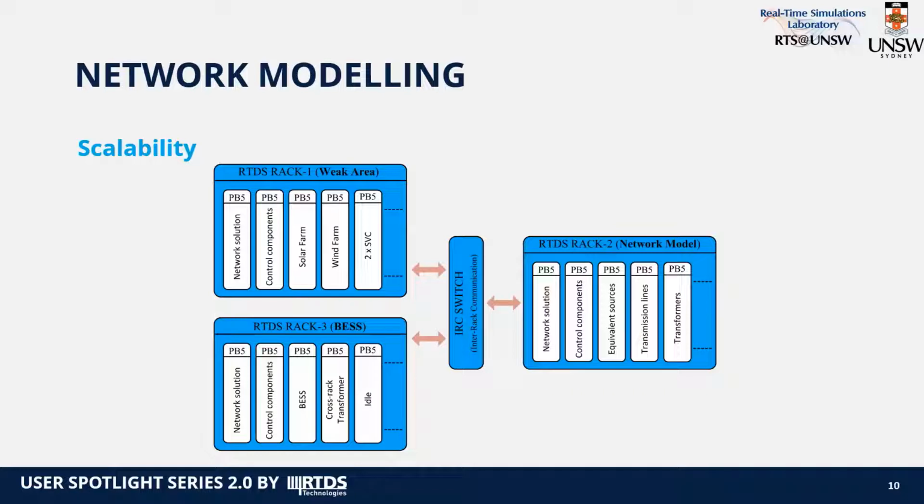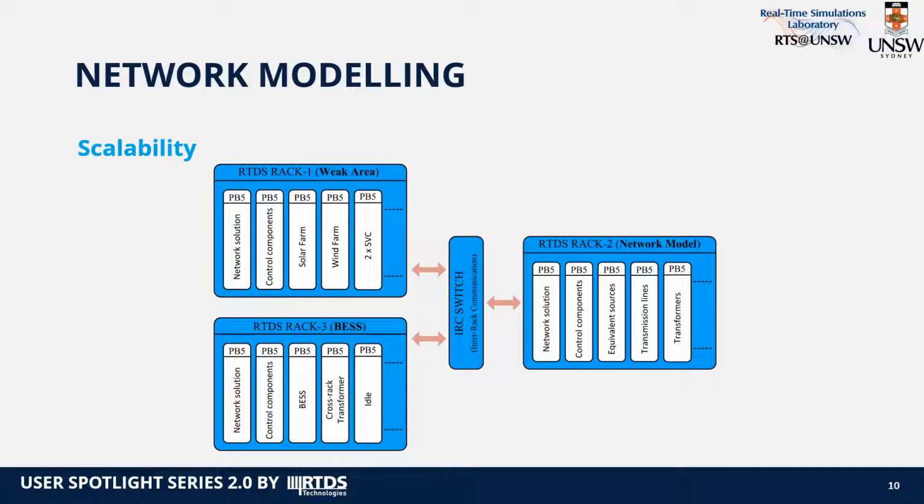The subsystem containing the battery is simulated in a dedicated rack, and it is connected to the weak grid through a cross-rack transformer. The weak area, on the other hand, is separated from the rest of the network at a single transmission line. This network separation allows the use of separate and interchangeable models for testing different power systems and configurations. Moreover, the approach enables future hardware-in-the-loop testing.